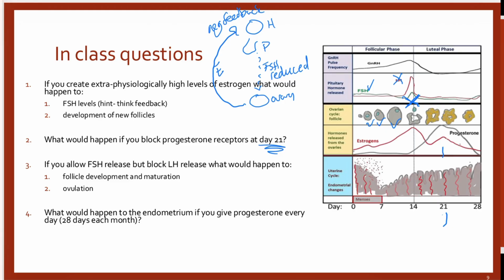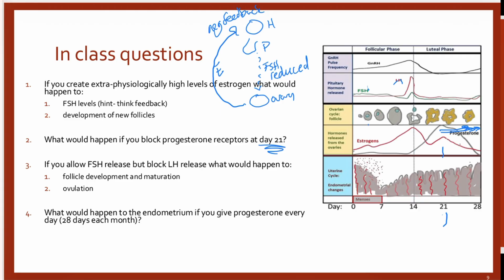Instead of letting progesterone drop, what if you gave a pill that kept progesterone high? You'd keep retaining, right? And so would you have a menstrual period? No. If progesterone stayed high consistently, you wouldn't have a menstrual period. This may seem like a silly question, but it is not.